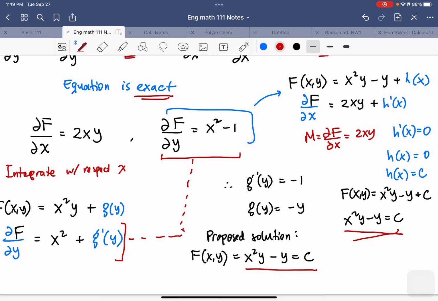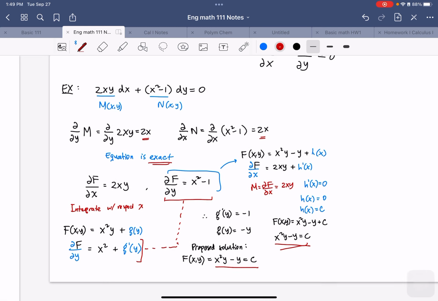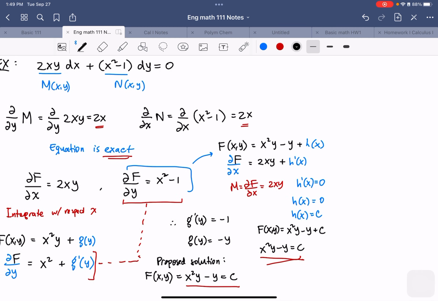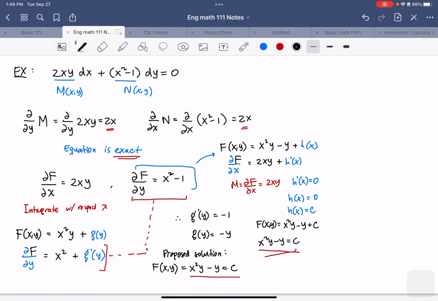Okay, let me give you one more example. You can try to tackle the example, and then after that, we go to another form in exact equations. Okay, another form. Maybe before that, any question from here? Any questions? Okay.